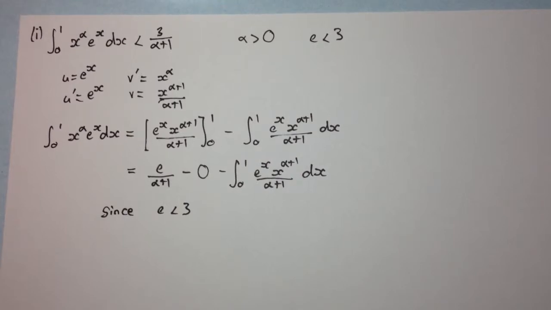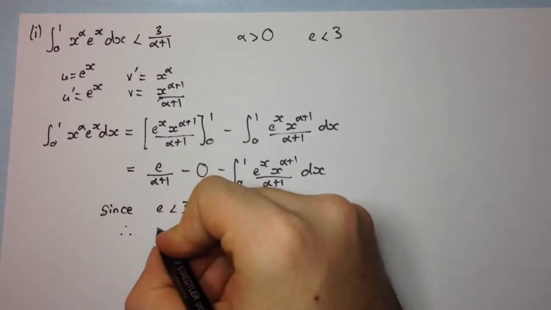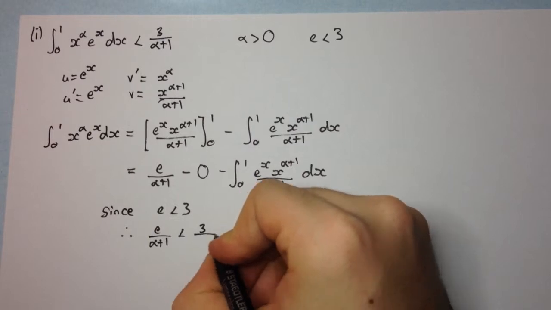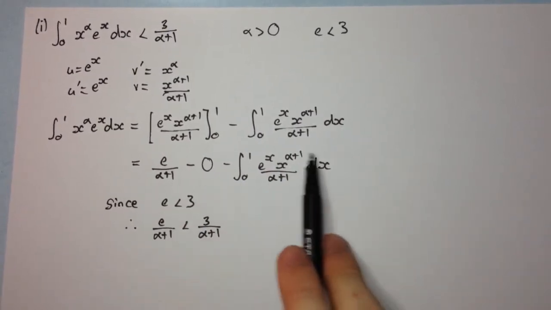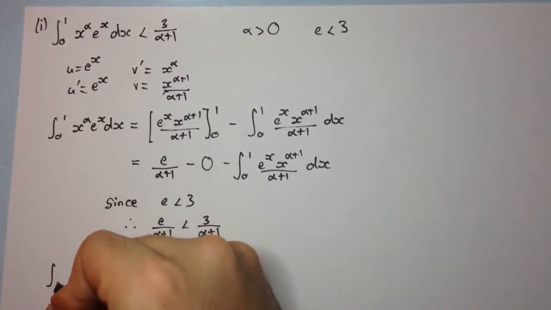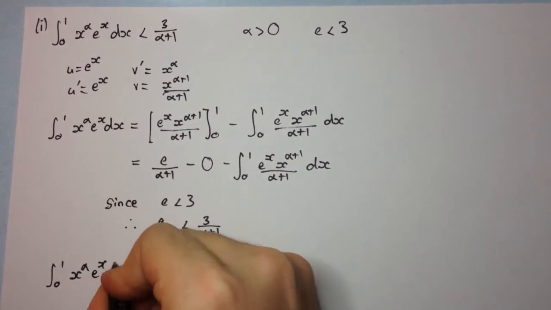If we divide both sides of the inequality by the same thing, that's not going to change the inequality. So we can say, therefore, e over alpha plus 1 is less than 3 over alpha plus 1. Okay? And so now we can say that this whole thing here, we're going to have the integral from 0 to 1 of x to the alpha e to the x dx.